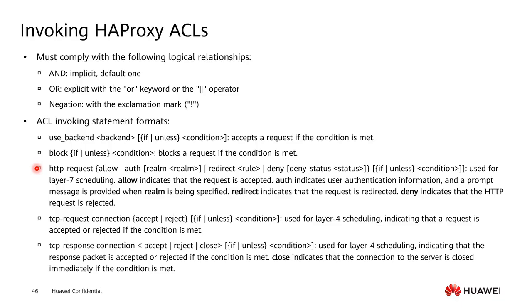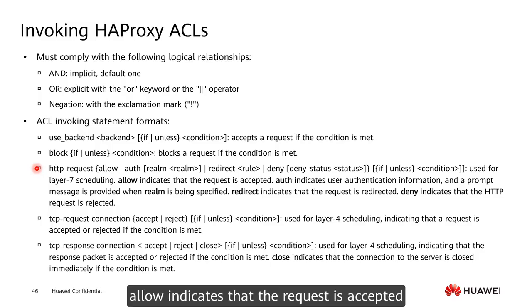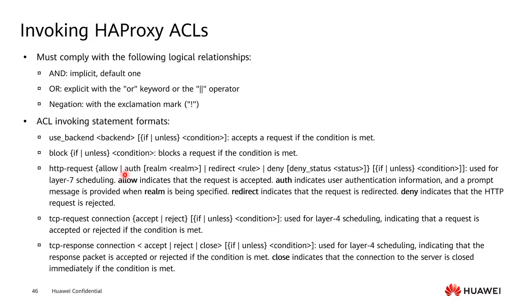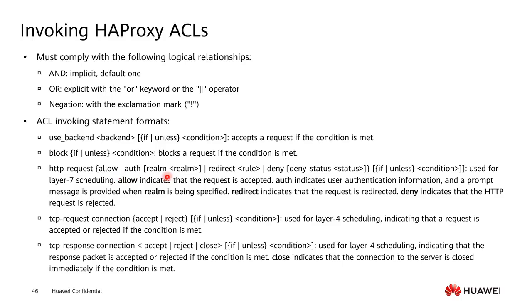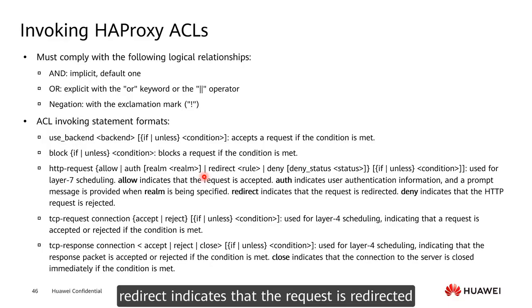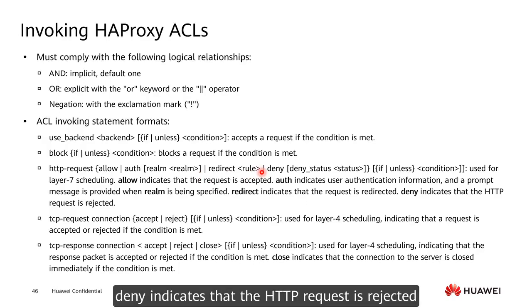HTTP request is used for Layer 7 scheduling. Allow indicates that the request is accepted. Auth indicates user authentication information, and a prompt message is provided when a realm is being specified. Redirect indicates that the request is redirected. Deny indicates that the HTTP request is rejected.